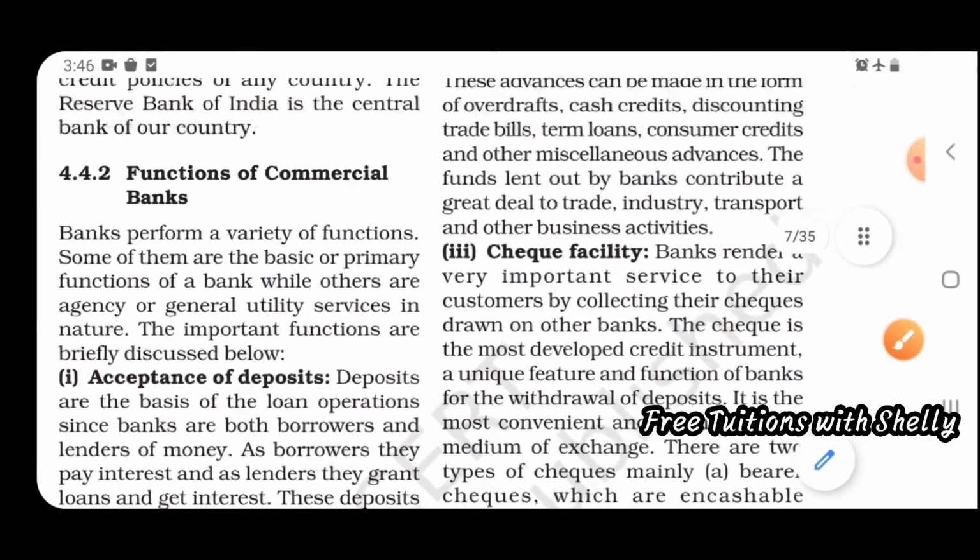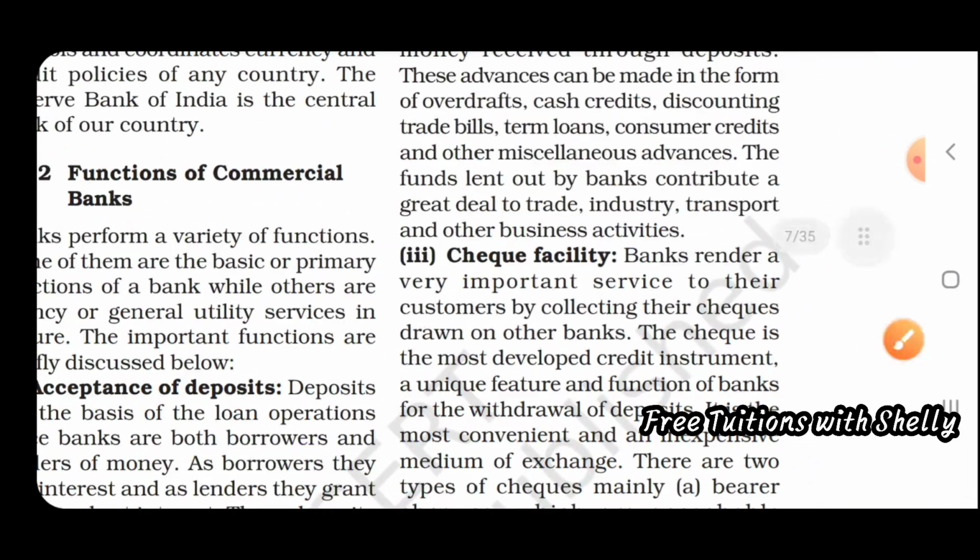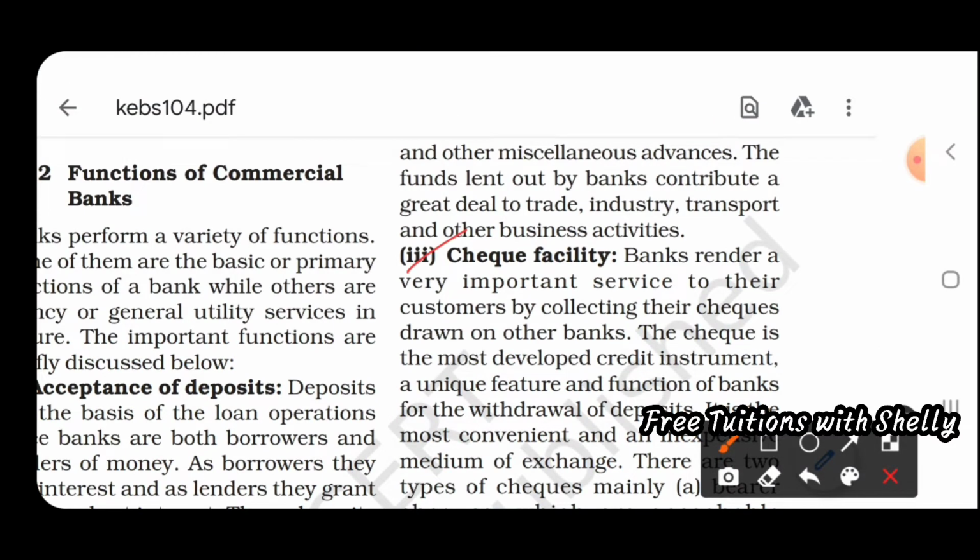And the third one is check facility. Check facility means if you want some cash and somebody has given us a check, then we go to the bank, present this check and take the cash. So this is the check facility given by a bank. They are also collecting checks drawn on other banks.